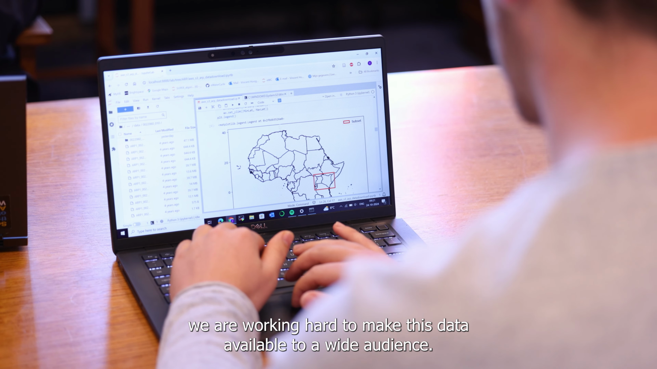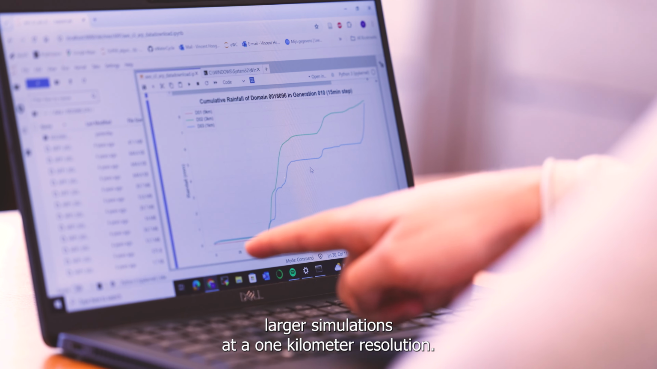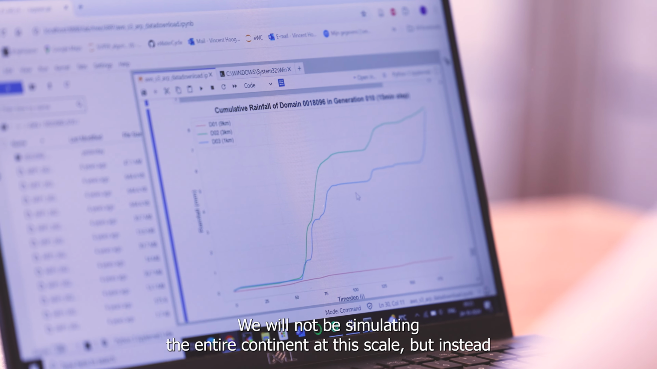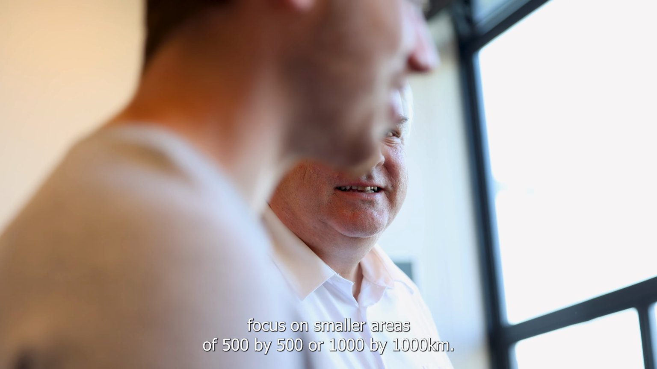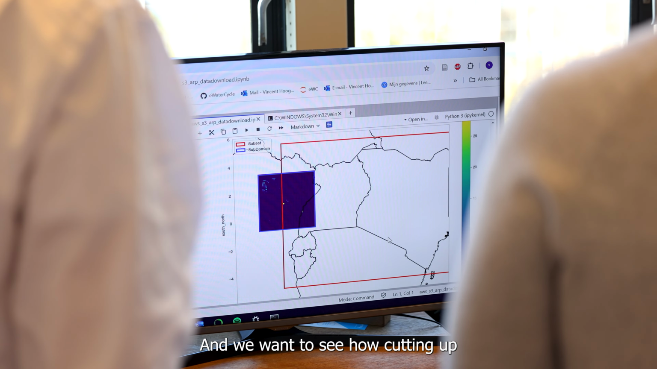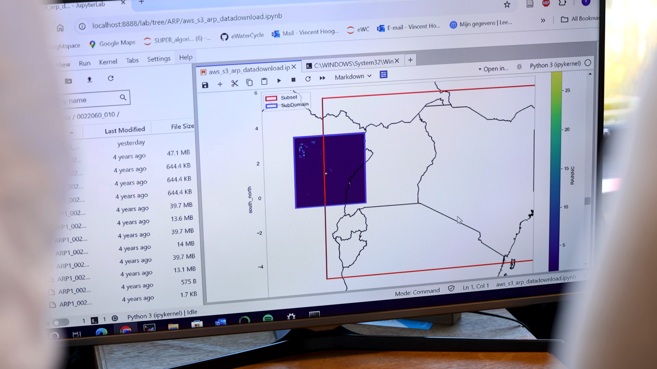In addition to making the data available, we are planning to run larger simulations at a 1 kilometer resolution. We will not be simulating the entire continent at this scale, but instead focus on smaller areas of 500 by 500 or 1000 by 1000 kilometers. And we want to see how cutting up larger regions into smaller areas affects the results.